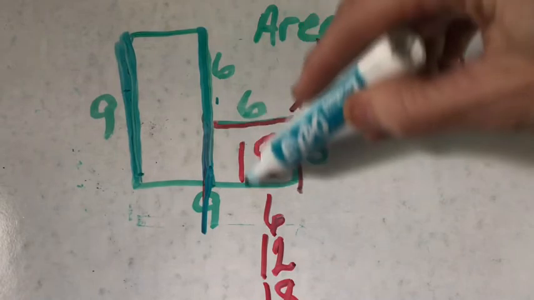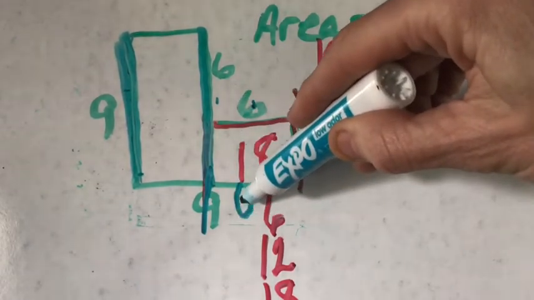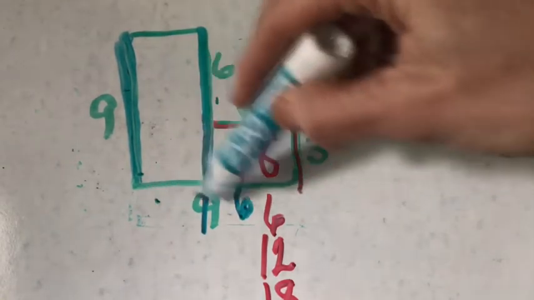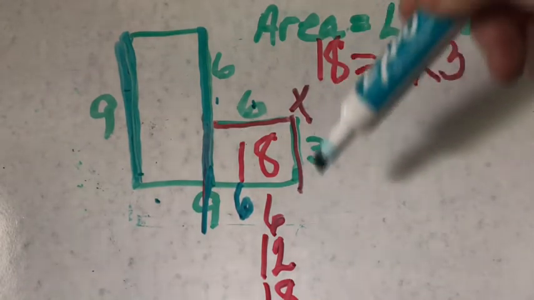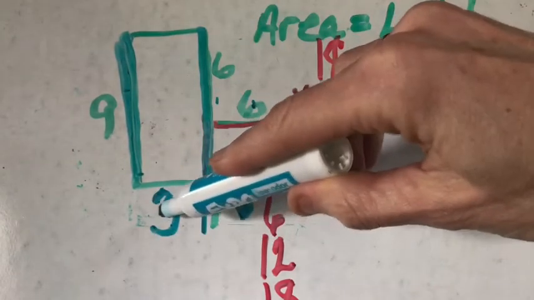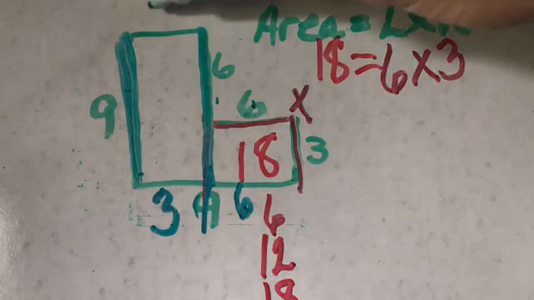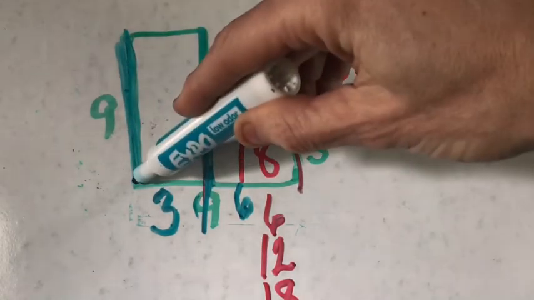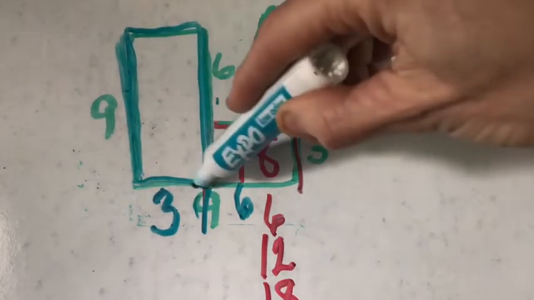I know opposite sides of a rectangle are the same. If this is 6, this side has to be 6. So I say 6 plus what gives me that 9 back? 6, 7, 8, 9. So plus 3. 3 plus 6 gives me the 9 back. So if this side's 3, this side up here also has to be 3. So now I have a length of 9 and a width of 3 for this rectangle.